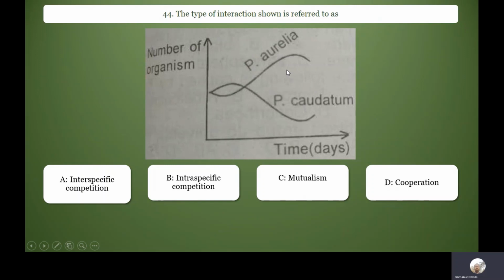When there's competition between organisms that are not of the same species, that's interspecific competition. If they are of the same species, we call it intraspecific competition, but they are not of the same species, so that's interspecific competition. That's the type of interaction going on there. So the correct option is A.